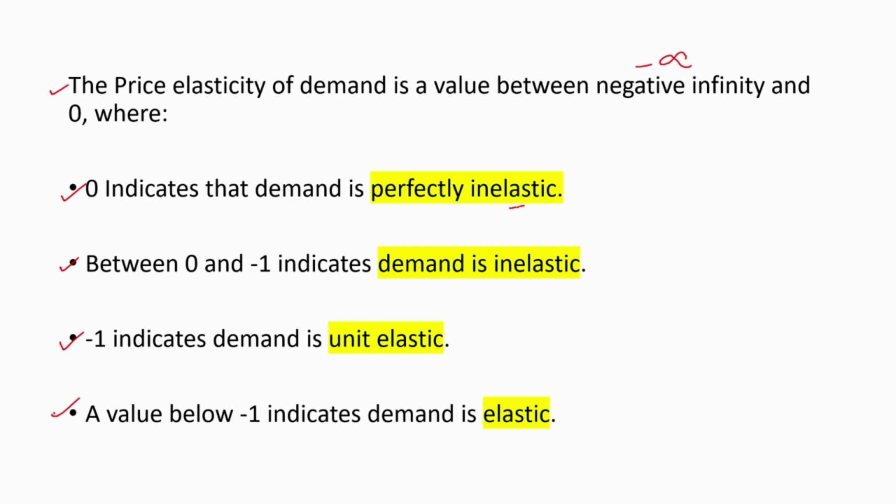Perfectly inelastic means if price changes, the demand won't change at all. Demand is inelastic means the percentage change of the price is higher than the percentage change of the demand. Unit elastic means the percentage change in price is equal to the percentage change of the demand. Finally, demand is elastic means the percentage change of demand is higher than the percentage change of price.